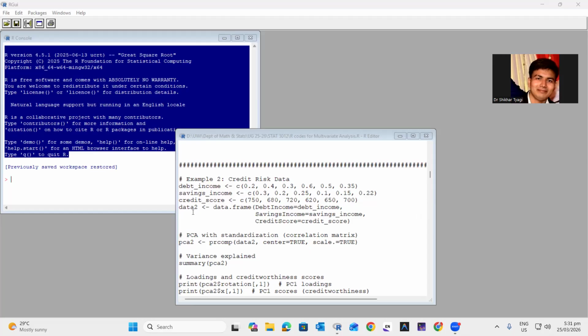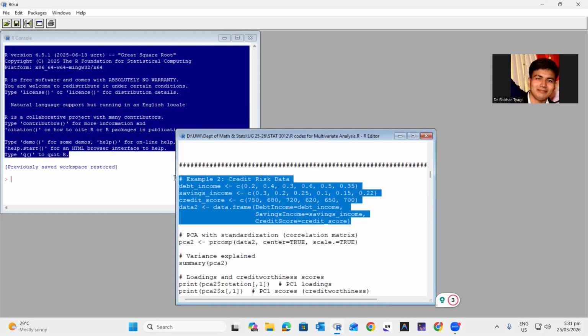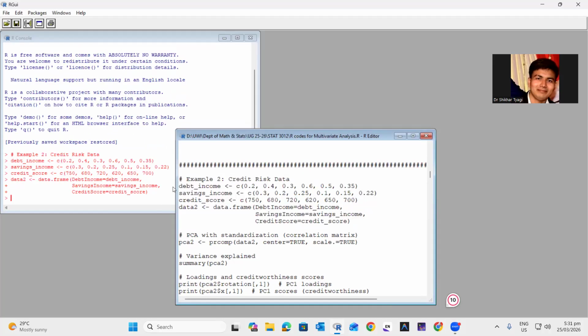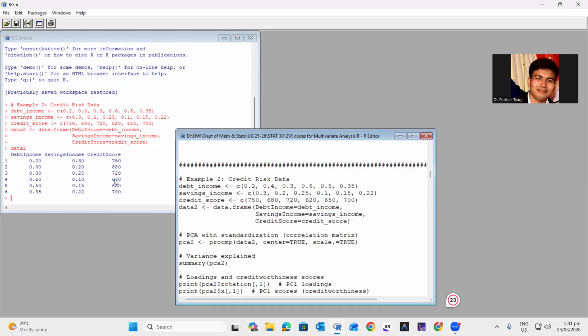After that, we are going to define a data frame with the command data.frame, where we are going to store the debt to income, the savings to income, and the credit score under the data frame. So we run it and check what we get. This is our data frame.